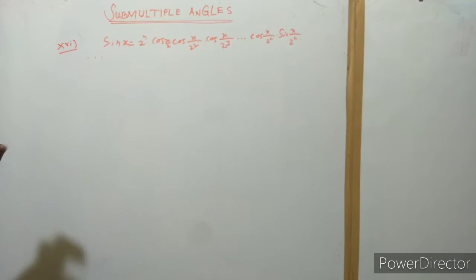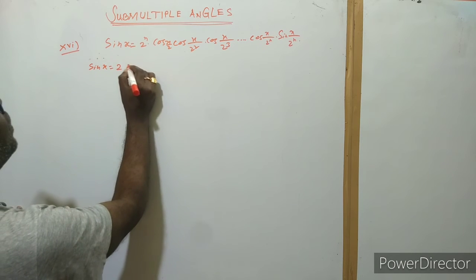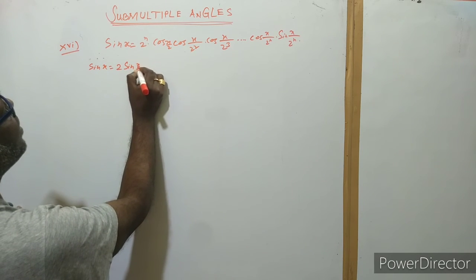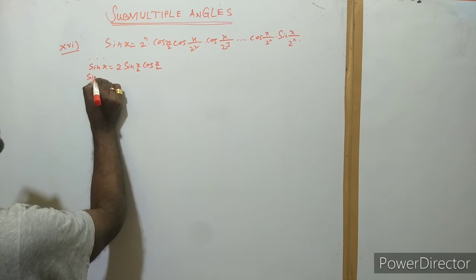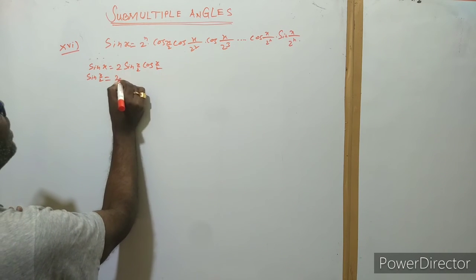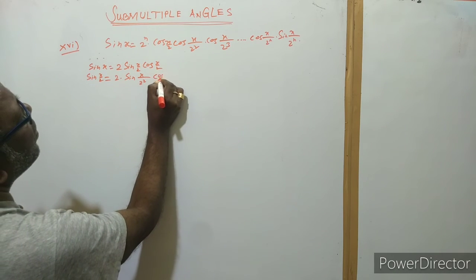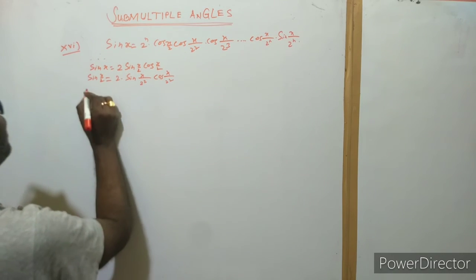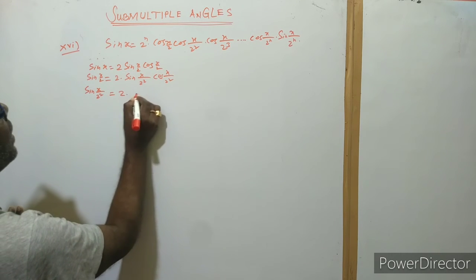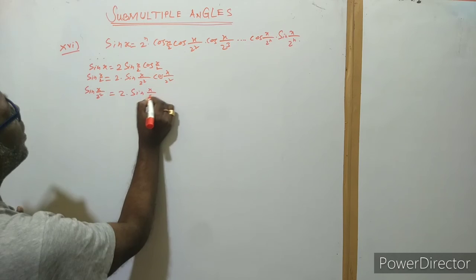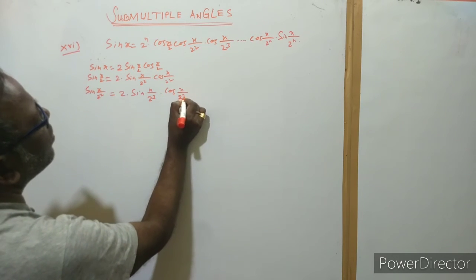Okay, see the calculation here. This is your sin x. We can write here 2 into sin x by 2 and cos x by 2. And this is your sin x by 2. And we can write here 2 sin x by 2 square cos x by 2 square. And now again sin x by 4. This is 2 square. We can write here sin x by 2 to the power cube and cos x by 2 to the power cube.